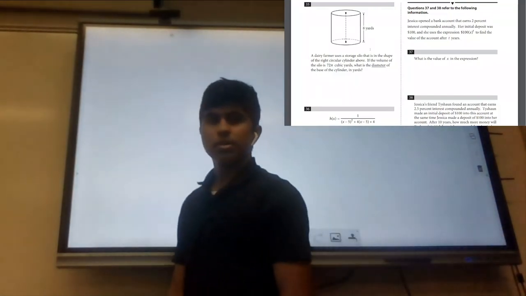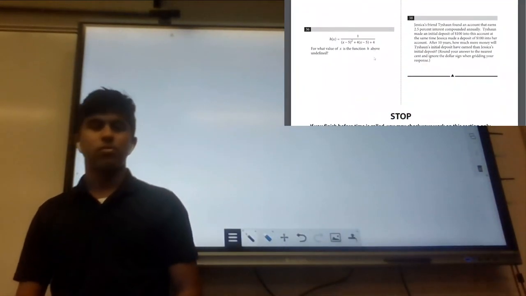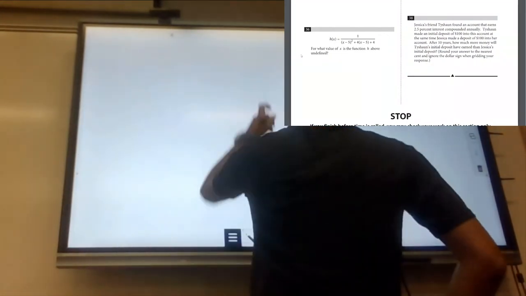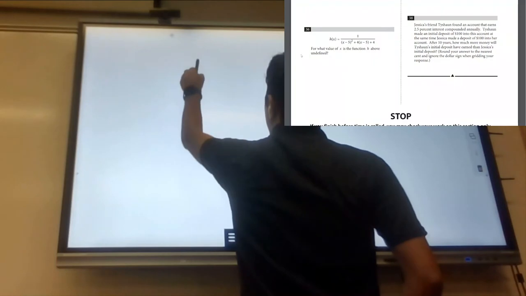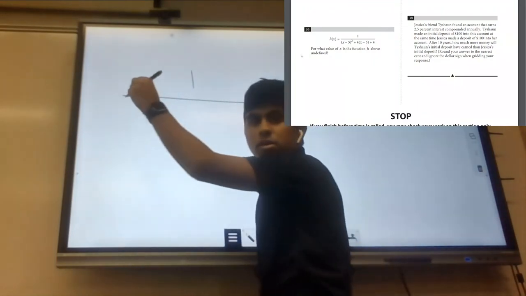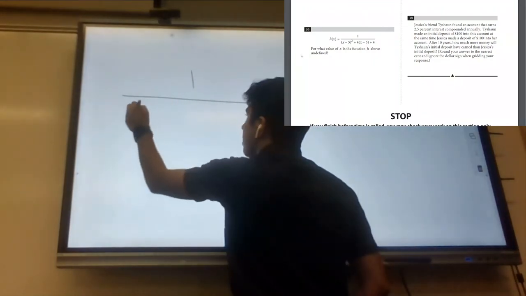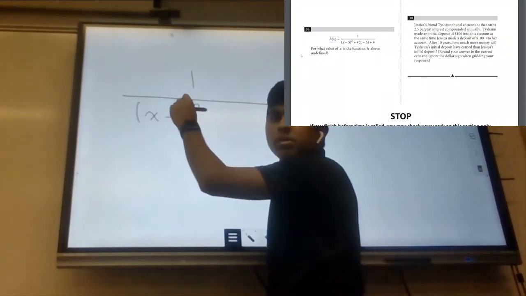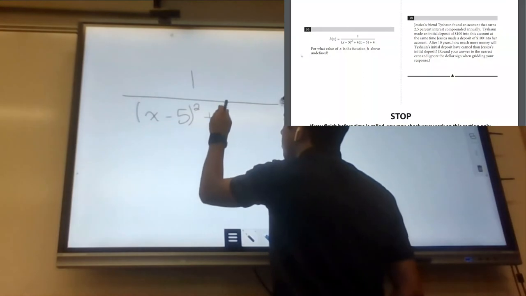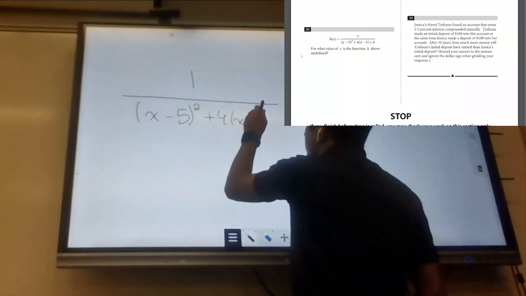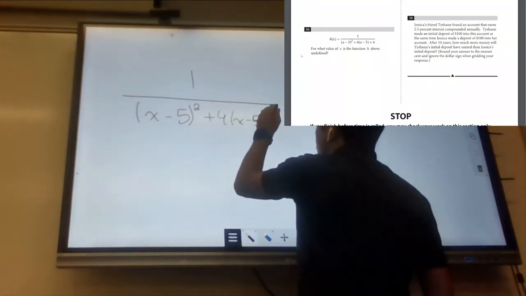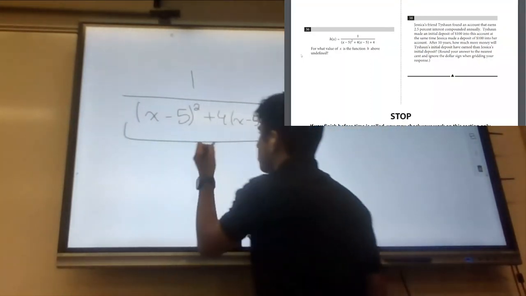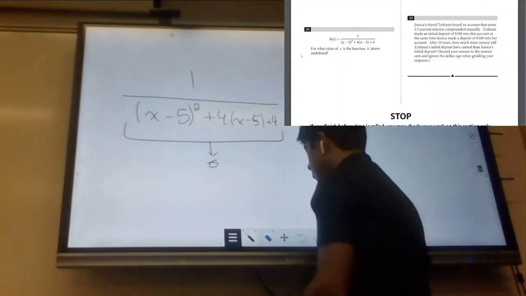Okay, so for 36, for what value of x is the function h above undefined? So we have 1 over (x minus 5) squared plus 4(x minus 5) plus 4. And we want to know when it's undefined. So when this is 0, when this part is 0.